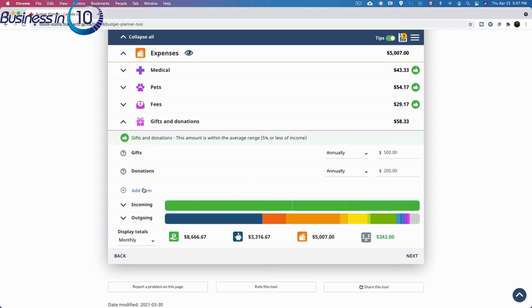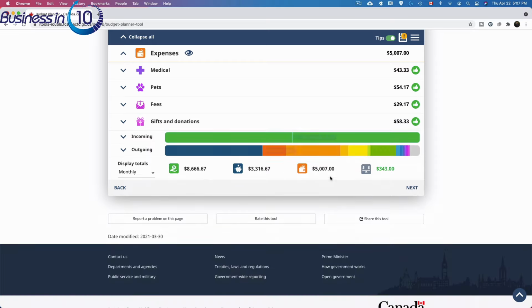So let's see what happens. We started with $8,666. We put away $3,316. We spent about $5,000 and we have this much left. So I think that's fantastic if you have this money left. You can put this in savings, or if you want to put more money into that trip, the one I take annually, you can. Why? Because you took care of everything here. Okay, so let's close this up and go to next.